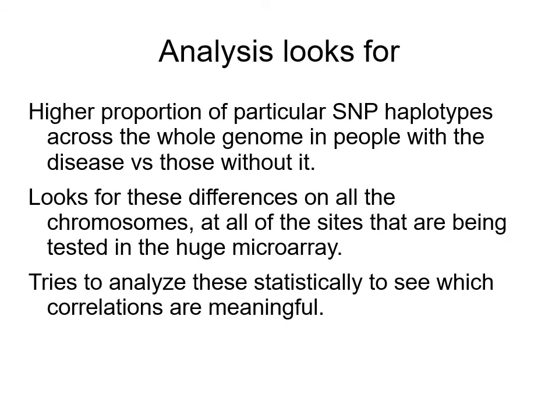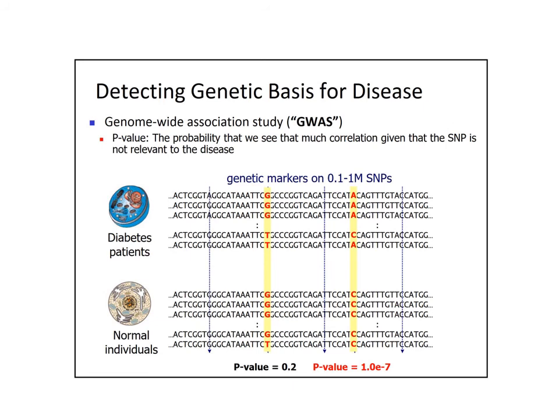Okay, so the analysis looks for a higher proportion of particular SNP haplotypes across the genome in people with the disease versus people without it. So looking at all those millions of differences along the chromosome is going to try to test statistically which of those haplotype associations is actually meaningful. Okay, again, this is done with heavy-duty statistics, that it's a correlation only, but you can get some pretty amazing correlations.